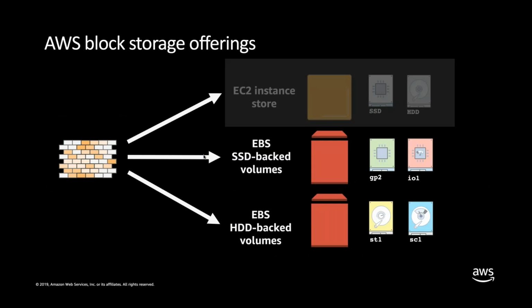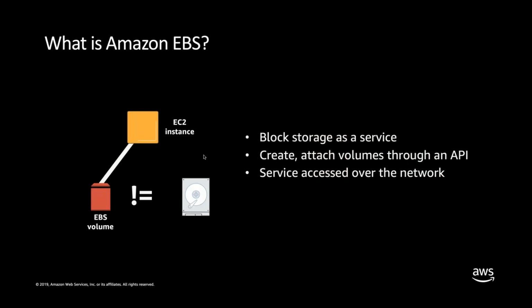Okay, so next will be the EBS block volume. So what is EBS? Basically, it's block storage as a service. Create and attach a volume through an API. So you can actually create an EBS volume on the fly and attach it to a running EC2 instance. The service is accessed over the network, so it's a network-based block storage.